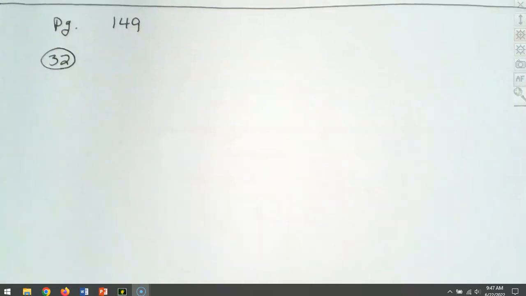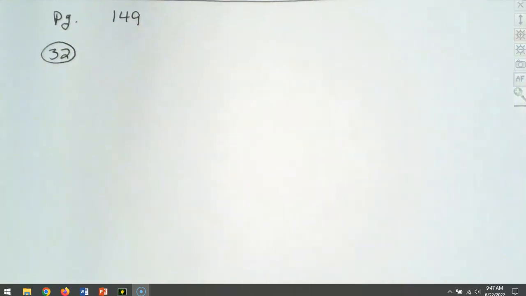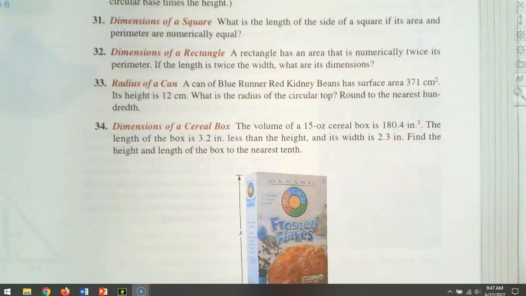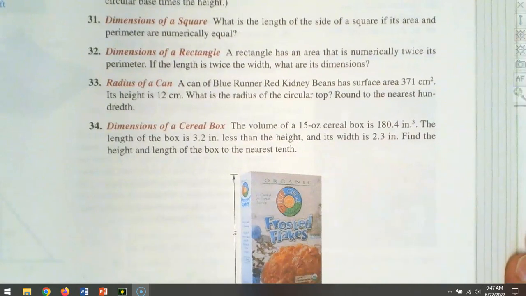But we're going to go ahead and look at this one. So question 32 is like what you're going to see in your homework. And this is actually pretty easy to understand. I think it's easier to solve and work with than the last one.